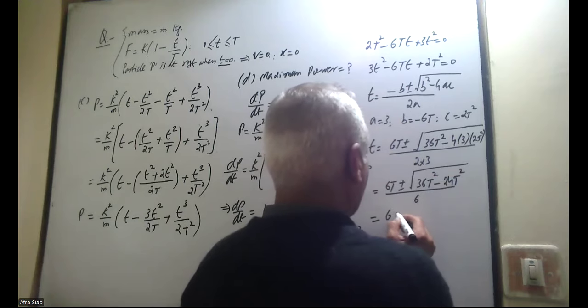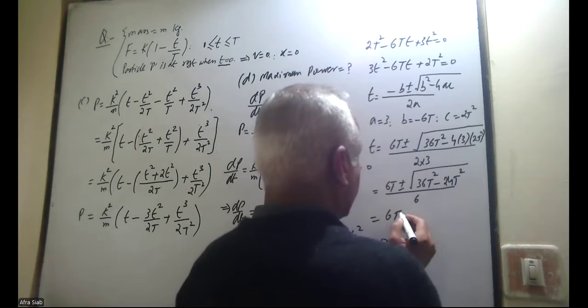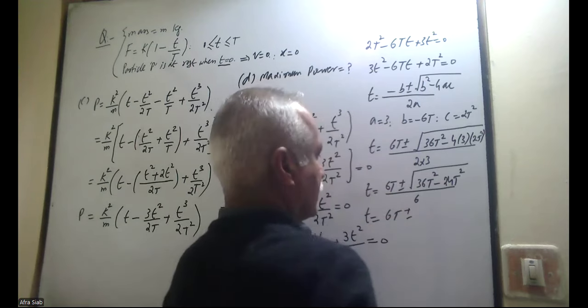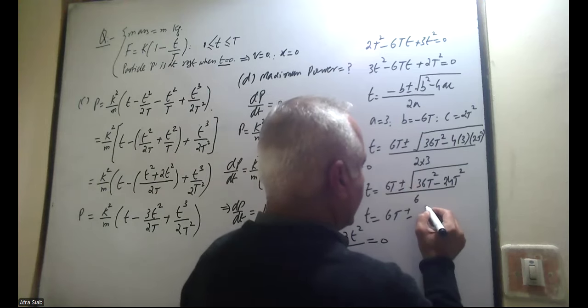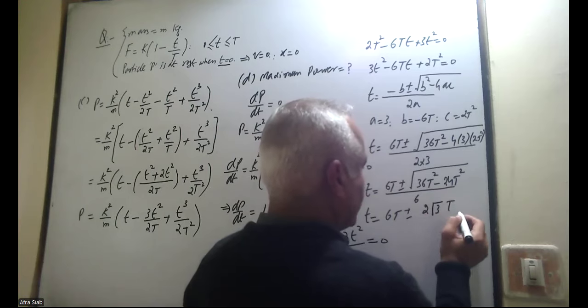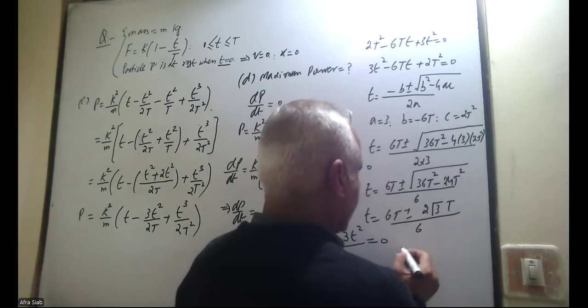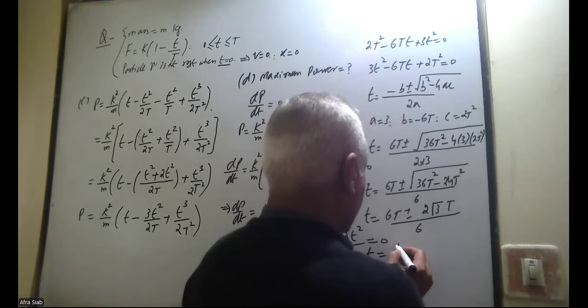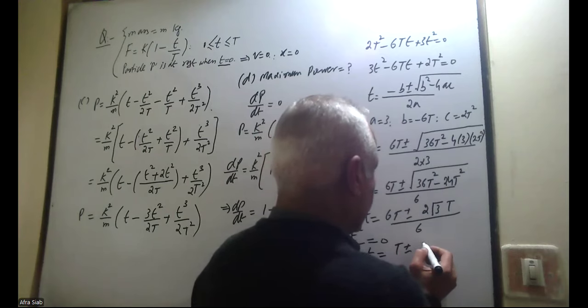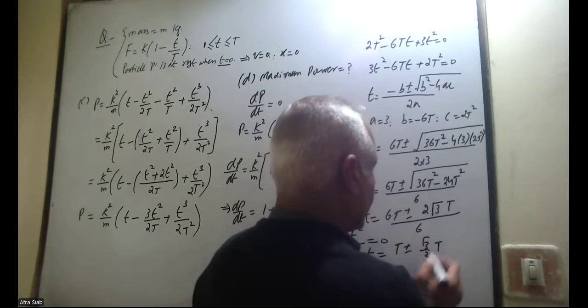This will be equal to 6T plus minus square root of 36 minus 24, that is 12. 12T square is equal to 4 into 3. So 2 root 3 T divided by 6. It should be equal to t is equal to capital T plus minus root 3 over 3 into capital T.